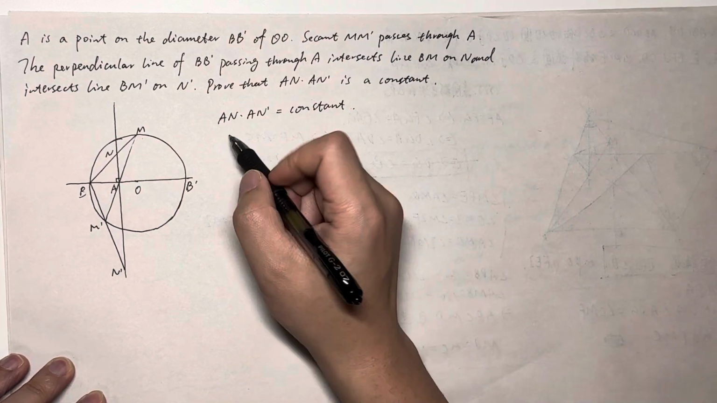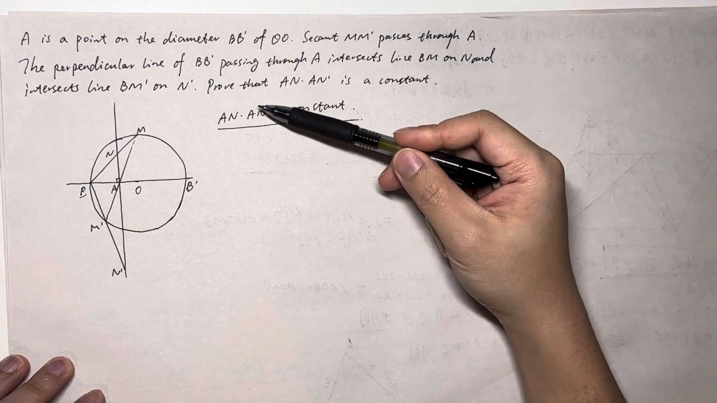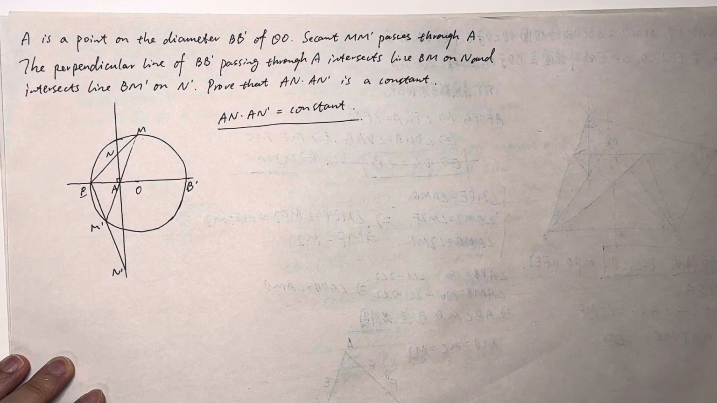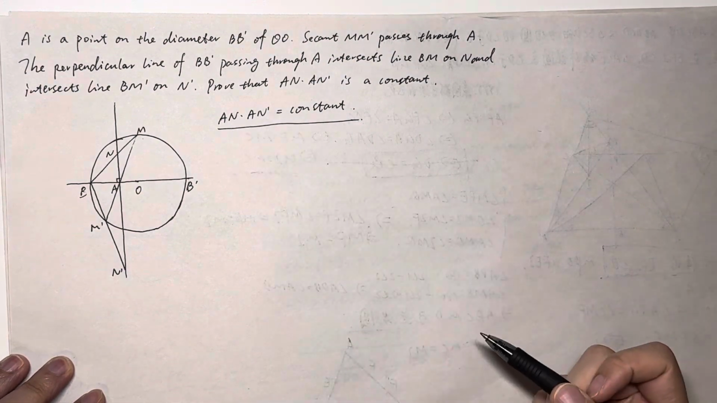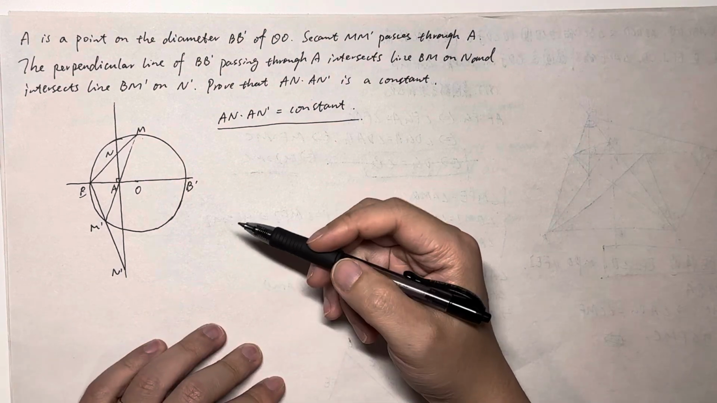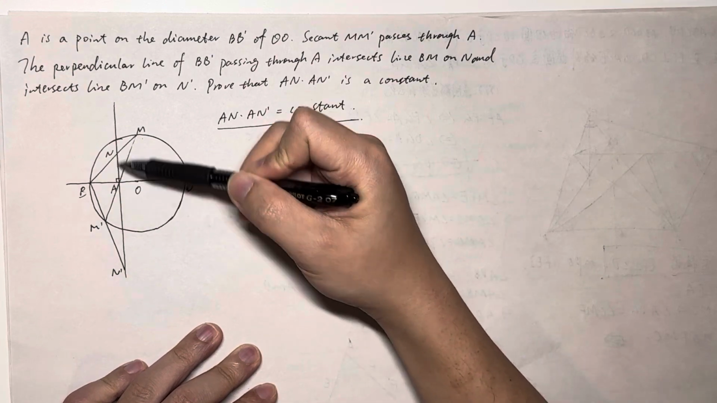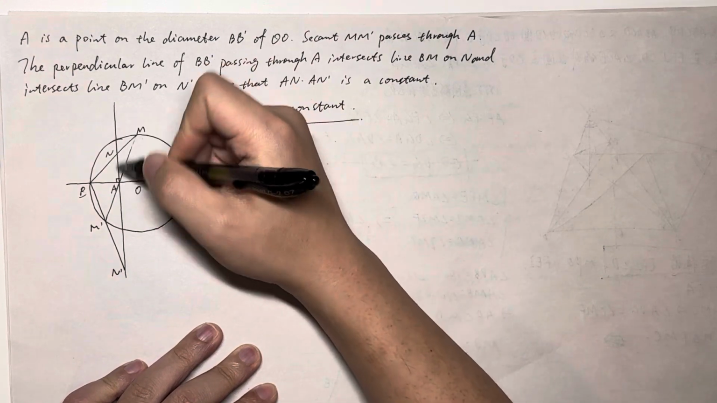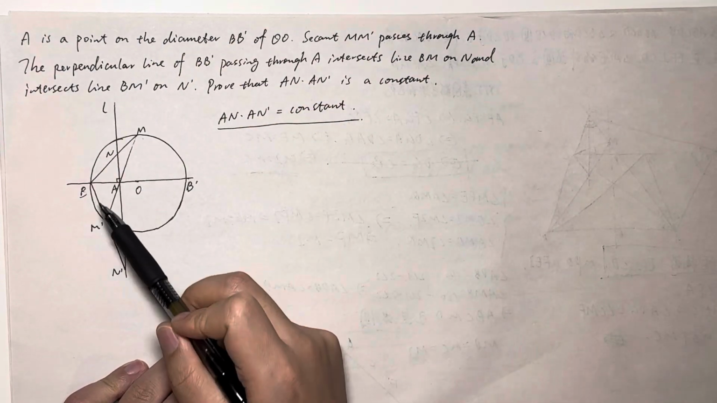So we want to find that AN times AN prime is a constant, which means that we want to transfer the product to another product, which is eventually a constant, right? We cannot directly find AN times AN prime. What we already know is this line, let's call it L. The line L is perpendicular to BB prime.